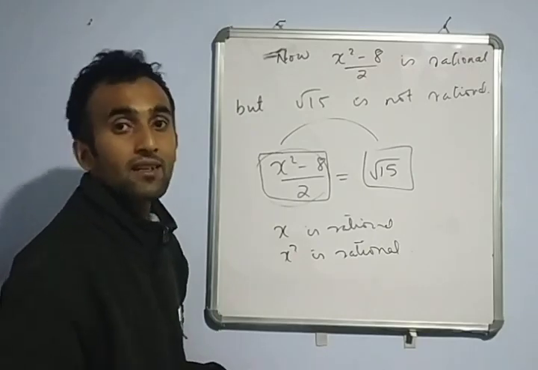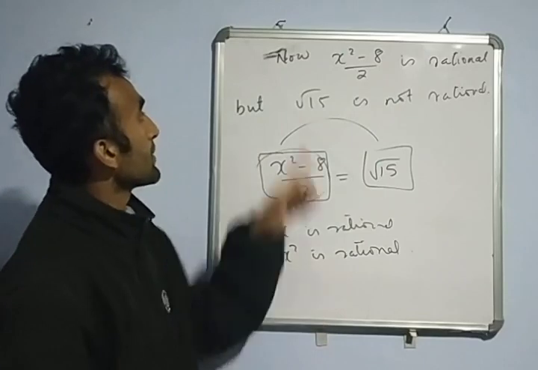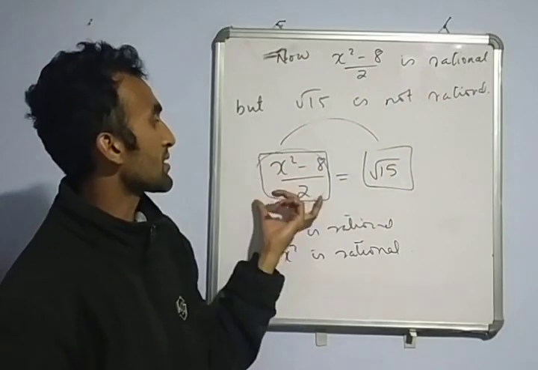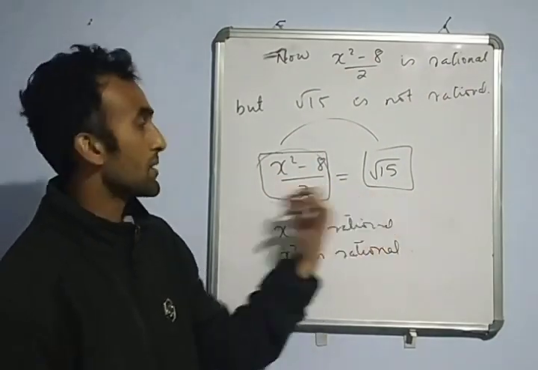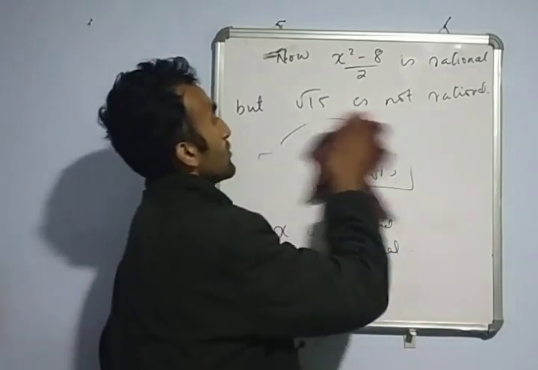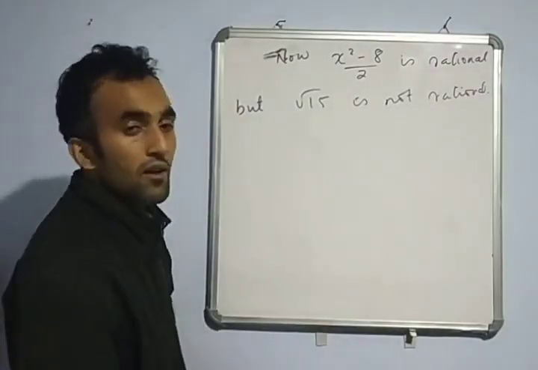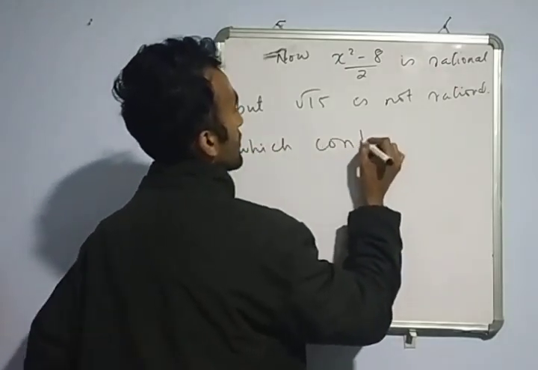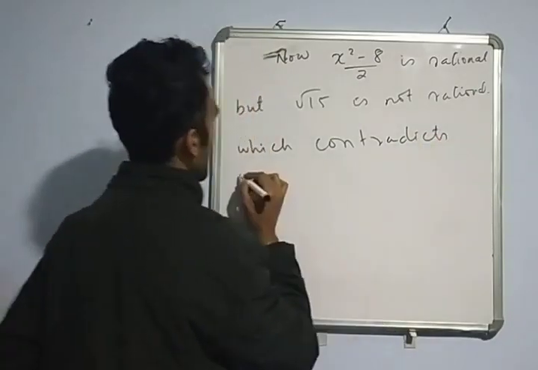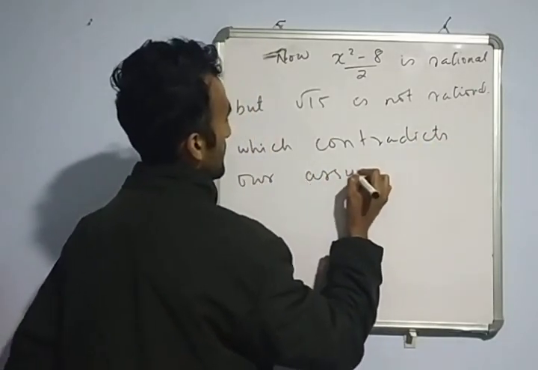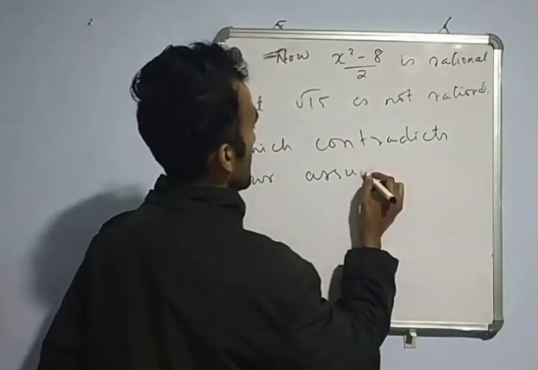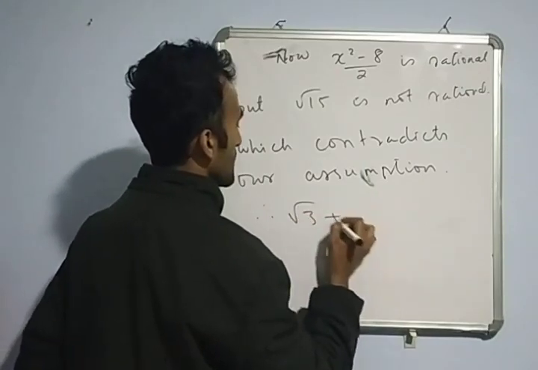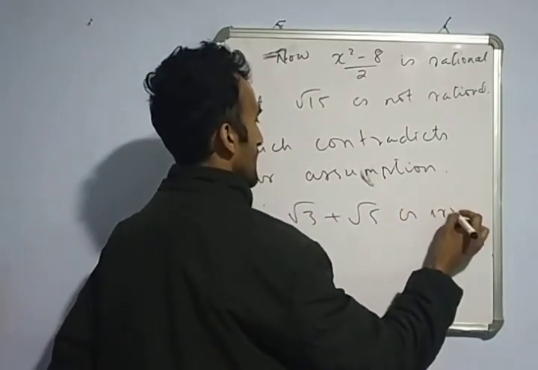Whatever assumption contradicts. So what can I say now? This is rational, but this is not rational, because this is equal to this. Both should come rational, but here we are not getting it. Okay. Root 15 is not rational, which contradicts our assumption, therefore root 3 plus root 5 is irrational.